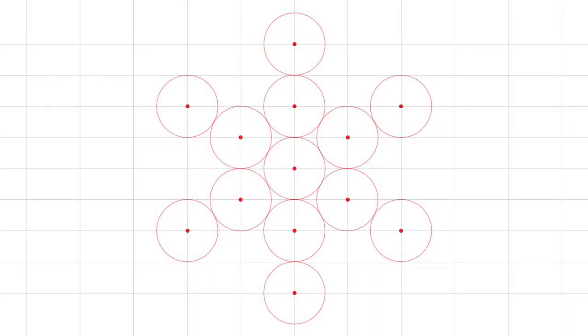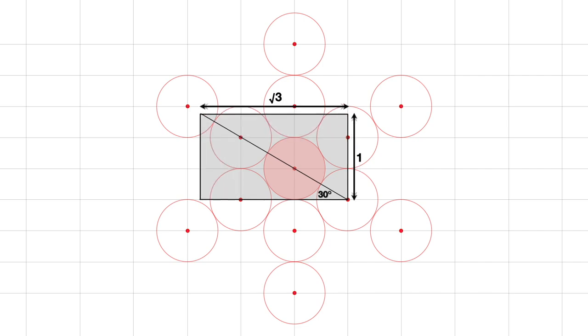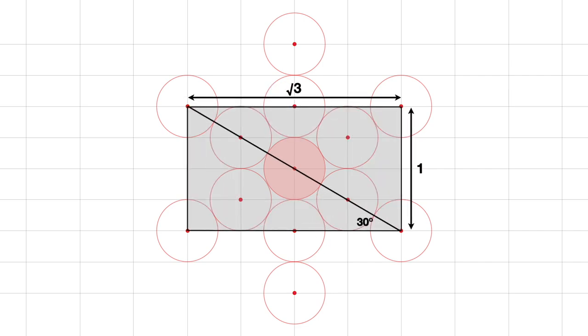Let's examine the basic grid connecting these circles or spheres with the unit diameter 1. Since this angle is 30 degrees, the length is always a ratio of root 3, no matter what fractal of the grid we're observing.